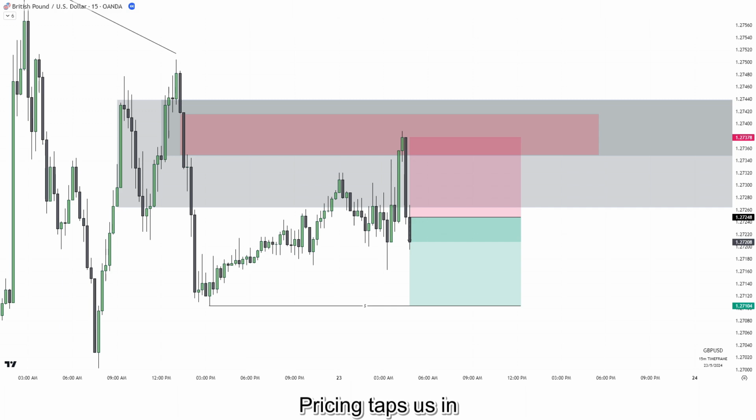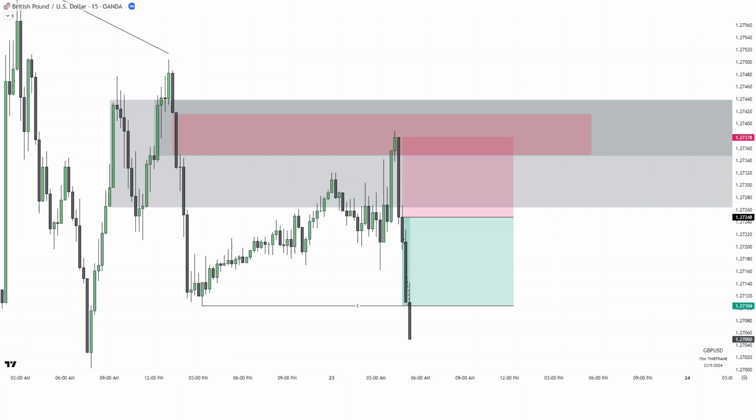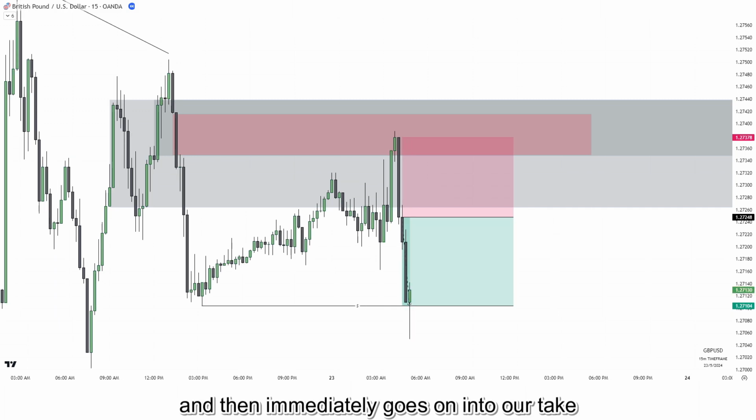Price then taps us in, and then immediately goes down into our take profit, just like so. Very quick, very simple. This is a high win rate model, so this is usually how trades would look like. Very little drawdown and straight to the point.